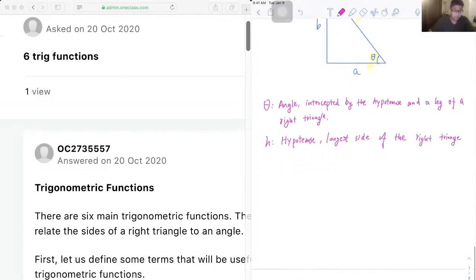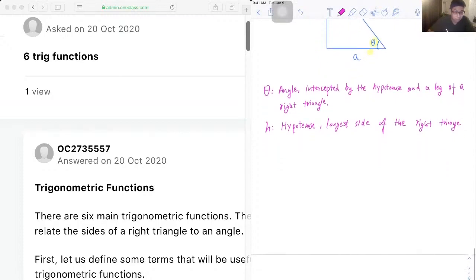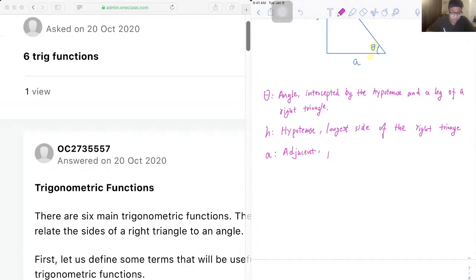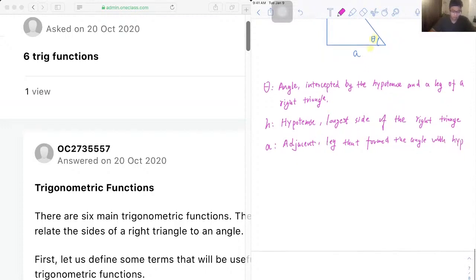Okay, and coming up, we have our A, which is our adjacent. In this case, the adjacent. So this is the leg that forms the angle with hypotenuse. I'll just write HYP as a short form of hypotenuse.